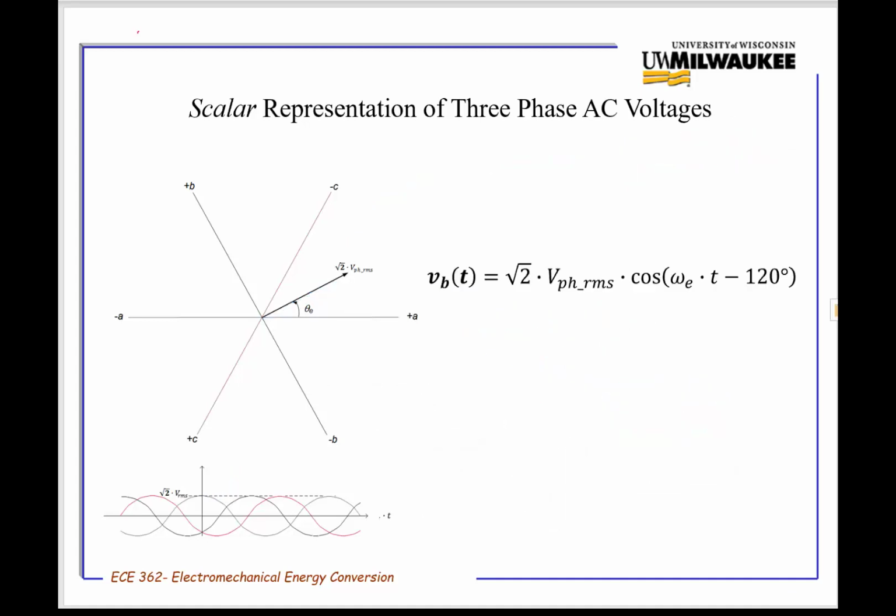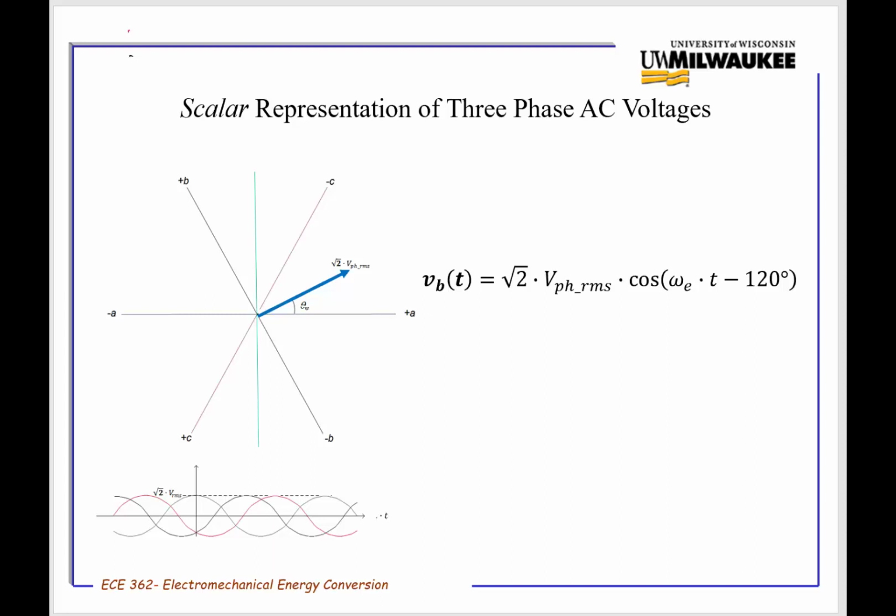Okay, now what about the VB phase? So the VB phase is represented by, it looks like this is a black line right here. That's the periodic scalar function VB of t.